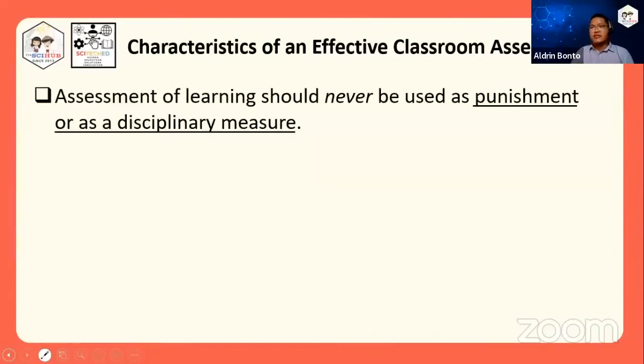Another characteristic is this one. Ito, madami to. When I was a first-time practitioner of teaching, sometimes naiinis si teacher, nagbibigay ng exam. So take one more sheet of paper, then quiz tayo. Kasi nga magulo yung class. Again, assessment will not be used for class management, but rather it's used for assessing learning, 'di ba? So assessment of learning should never be used as punishment or as a disciplinary measure.